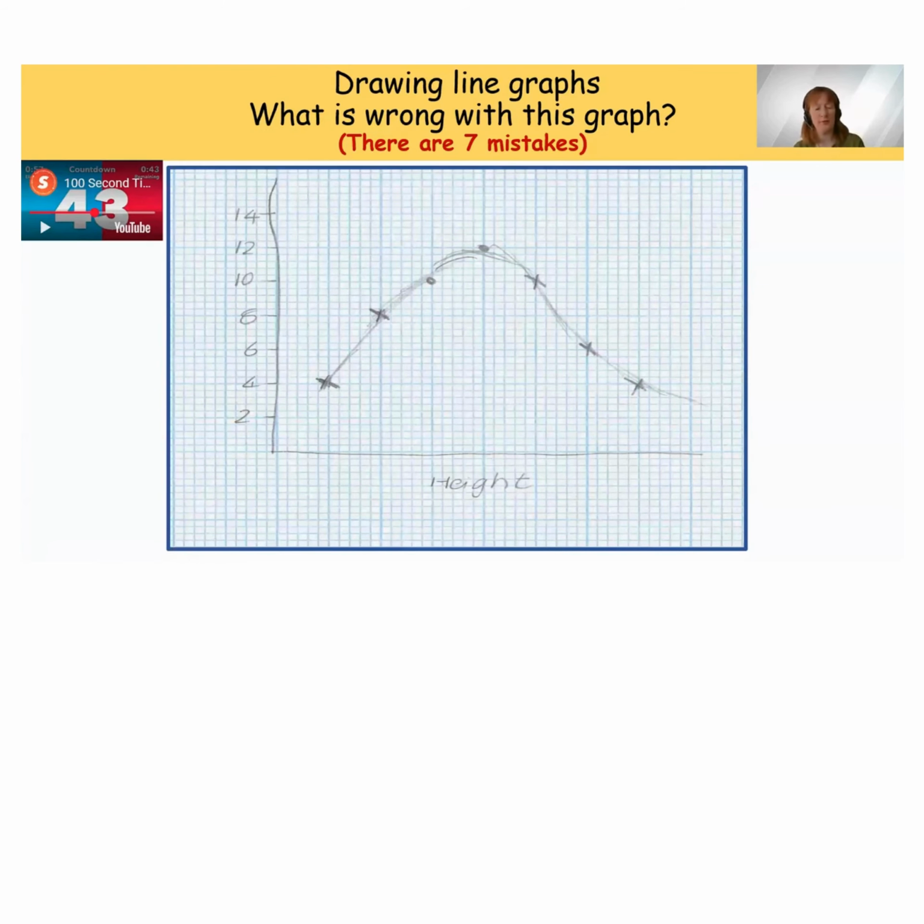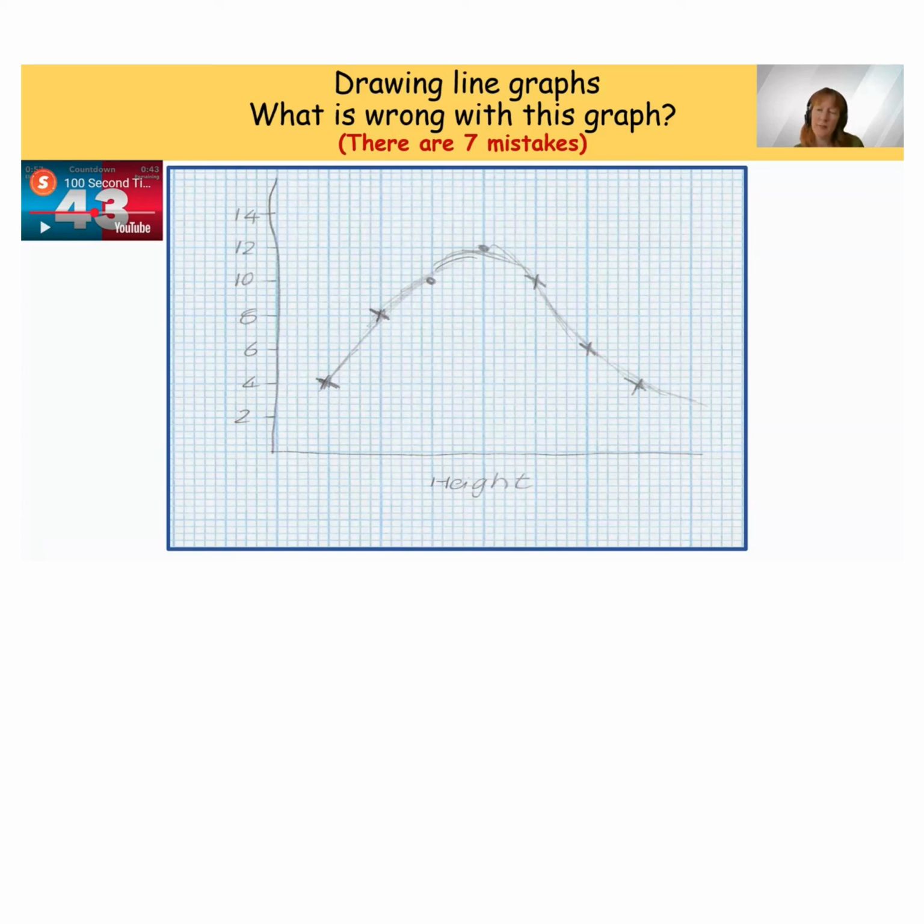What else would you improve? Like using a ruler. Yeah, definitely using a ruler. And Safa, anything else? When you're drawing your points, you should use crosses. Yeah, this person has some circles as well as the crosses. They've mixed it up. Great. That's a good point as well.